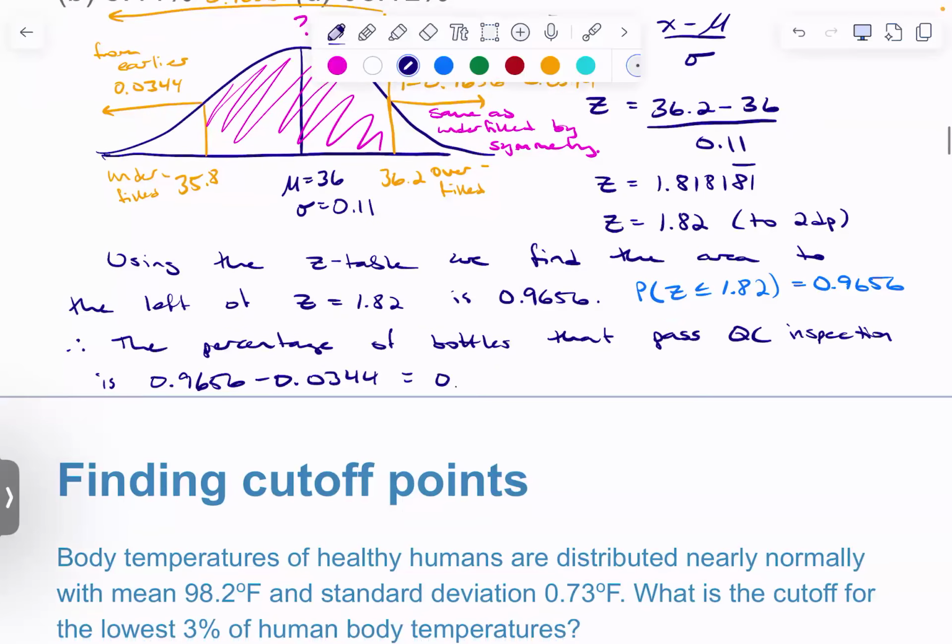So I get 0.9312. Whoops. Don't know how I snuck in another decimal in there. I think I did the percentage as well as the decimal in one move. That was silly.